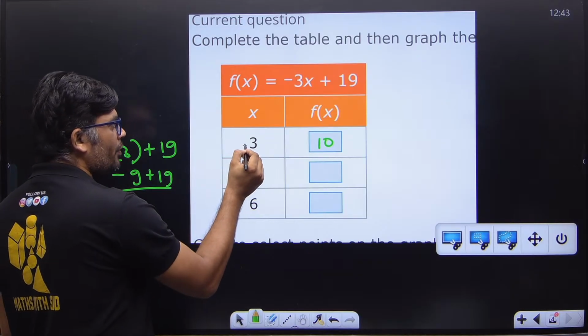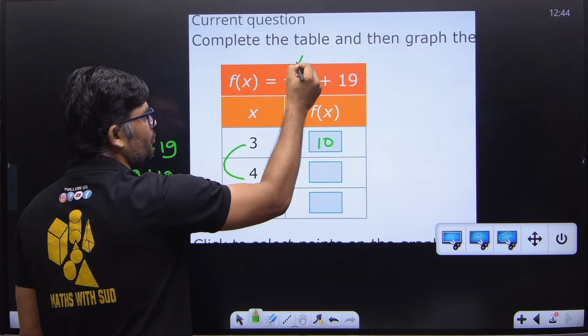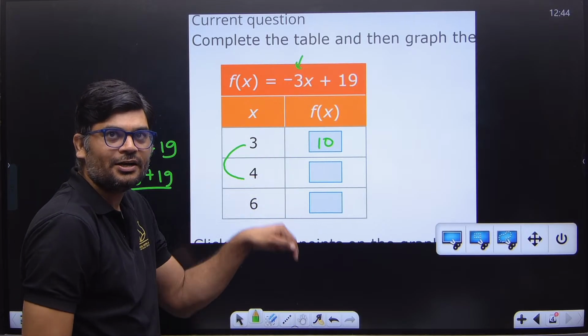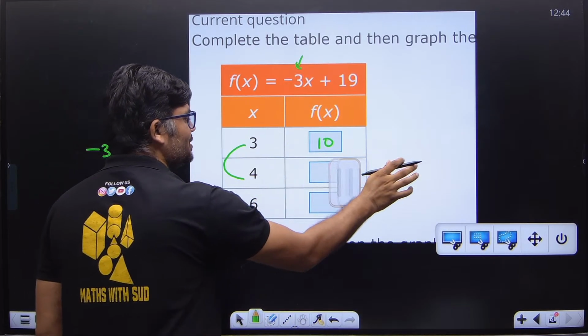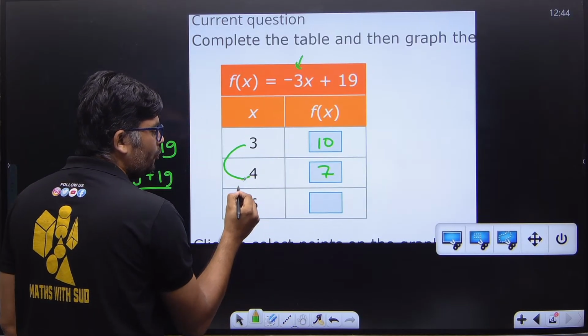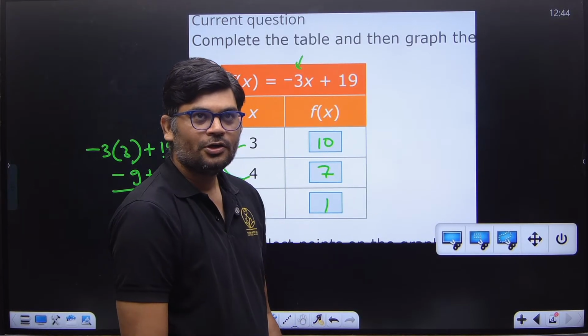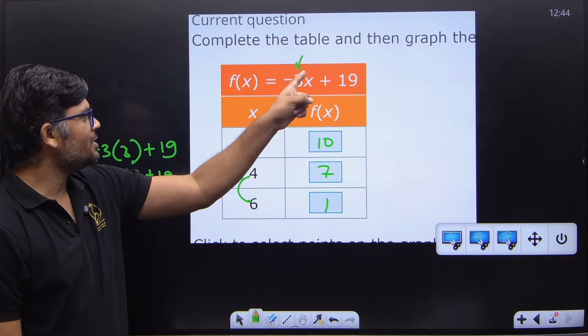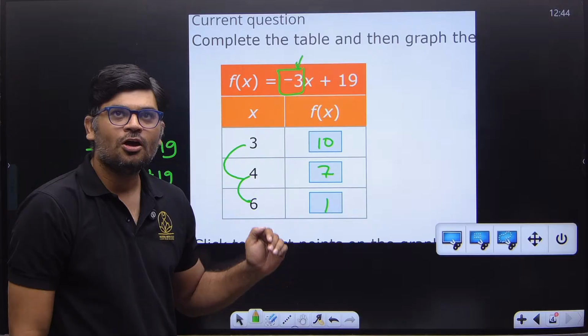Now when you are moving 1 unit towards the x-axis, you will move 3 units towards the y-axis in a downward direction. So this will be 7. Now for 2 units, you will move 6 units. So this will be 1. You don't need to calculate. You can just look at the rate at which the graph is reducing or increasing.